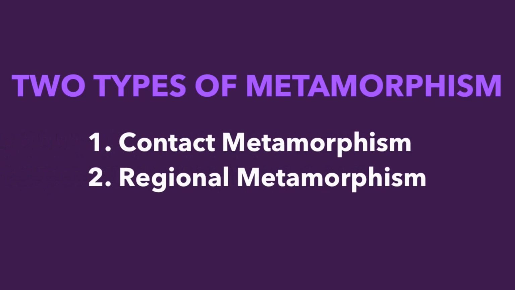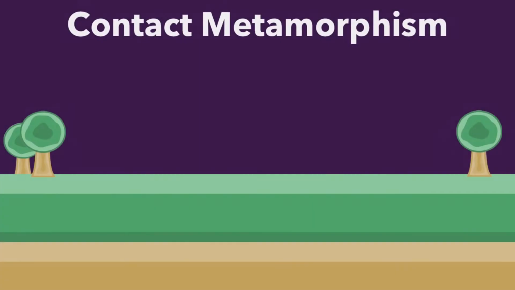So let's talk a little bit about the difference between these two. Now, imagine you have the surface of the earth here, and you can see some trees, and these colors here, these are layers of rock underground. And so I'm going to show you how contact metamorphism works. The reason it's called contact is because it involves existing rocks coming into contact with really intense heat, which is generally provided by lava or magma.